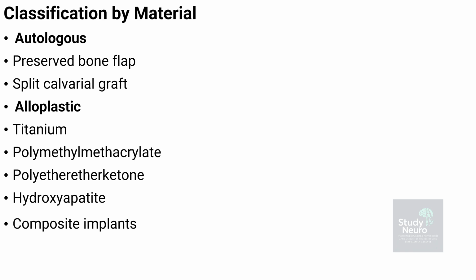Alloplastic reconstruction uses synthetic implants designed to replace the missing skull. Common examples include titanium, polymethylmethacrylate, polyetheretherketone, hydroxyapatite, and newer composite implants, each offering different mechanical properties, biological behavior, and cosmetic characteristics. The choice of material depends on factors such as defect size, patient age, previous infection, cost, and the goals of reconstruction.